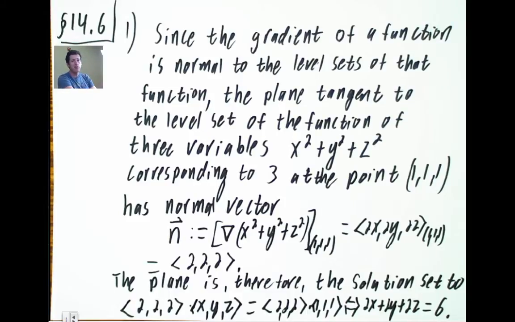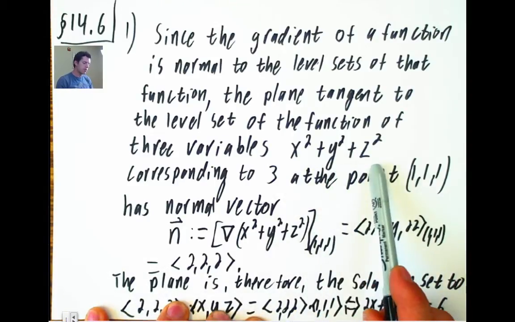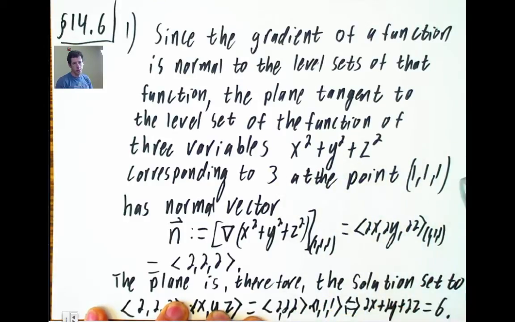And my favorite mode of trying to clear things up is to write complete sentences. Sometimes they end up being quite long because I'm trying to take care of all the details. So here in section 14.6, number 1, I'm given this function x squared plus y squared plus z squared, and actually I'm giving it in the form of x squared plus y squared plus z squared is equal to 3, an algebraic equation.